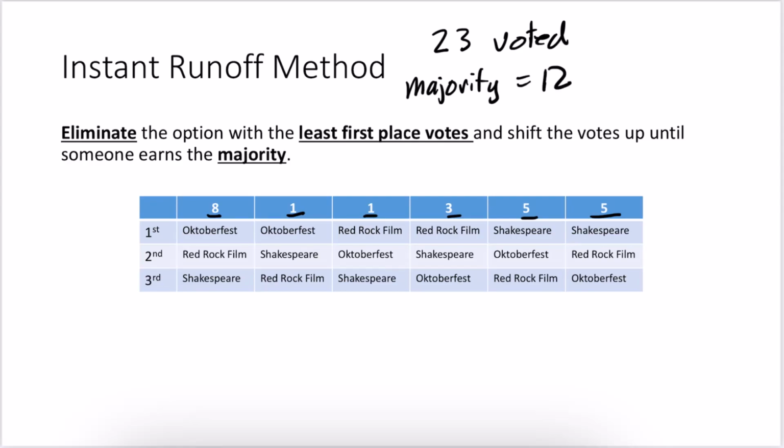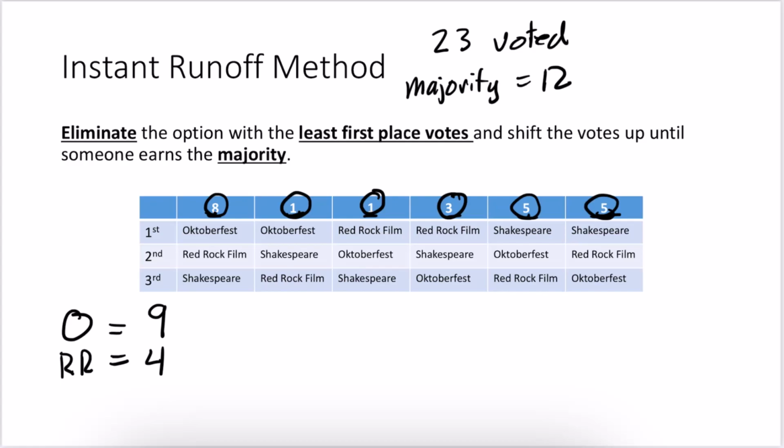And so in order to win the instant runoff method, we need one of the festivals to have at least 12 first place votes. So to start, I'm going to calculate how many first place votes each festival has. So the Oktoberfest has 8 first place votes plus 1 first place vote, which means that there are 9 first place votes for Oktoberfest. Then the Red Rock Film Festival has 1 plus 3 first place votes, and so that would be 4. And the Shakespeare Festival has 5 plus 5. And so Shakespeare has 10 first place votes.